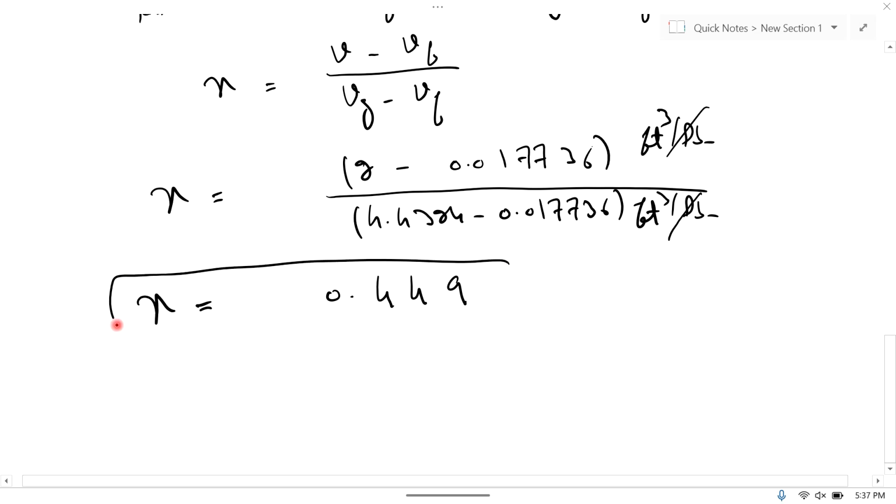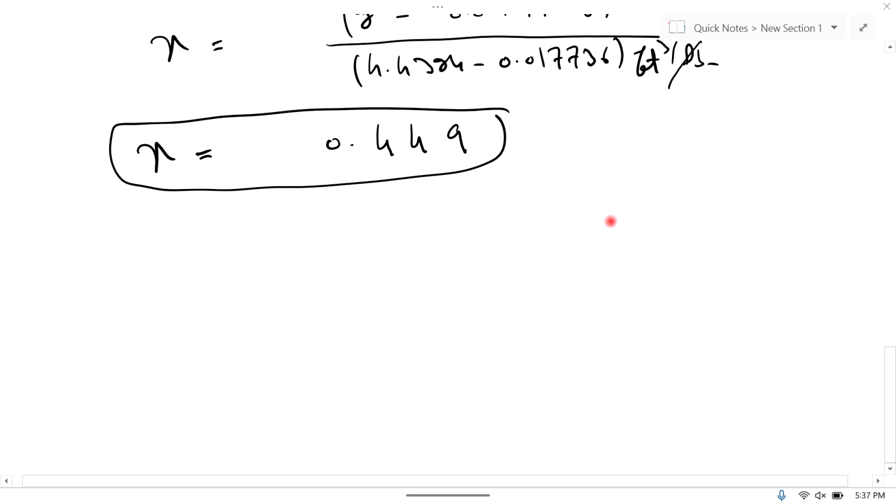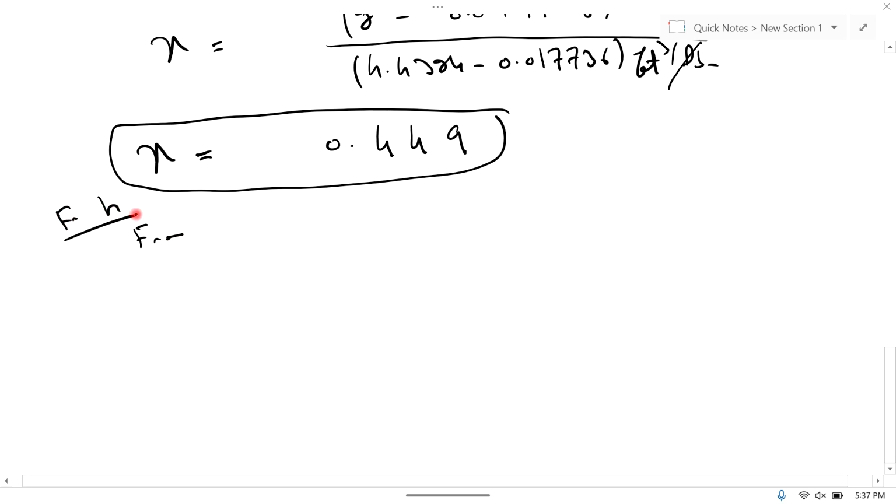x will be equal to 0.449. Now we are finding h, and h is equal to hf plus x times hg minus hf. So first we find hf and hg, for enthalpy, from the saturated steam table at pressure given to us as 100 psia.